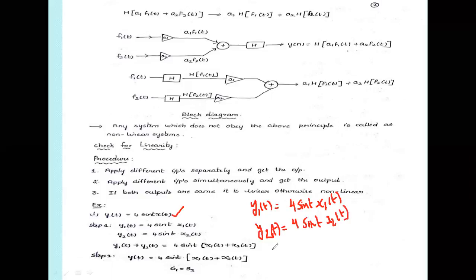Now combine the two equations: y1 of t plus y2 of t is equal to 4 sine t, since both terms have 4 and sine t in common, times x1 of t plus x2 of t.